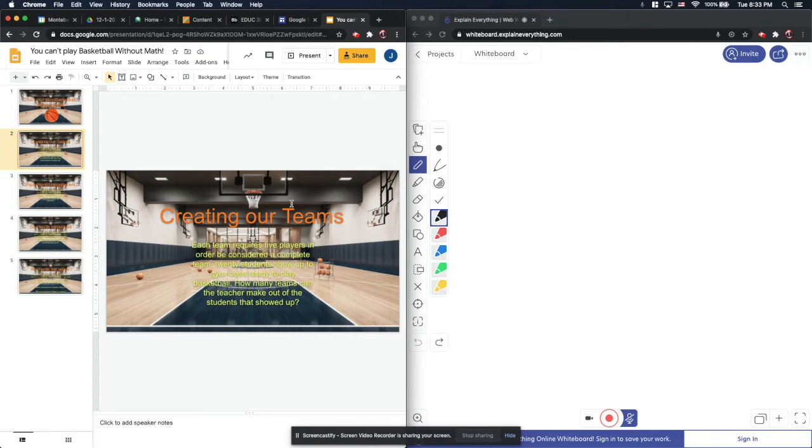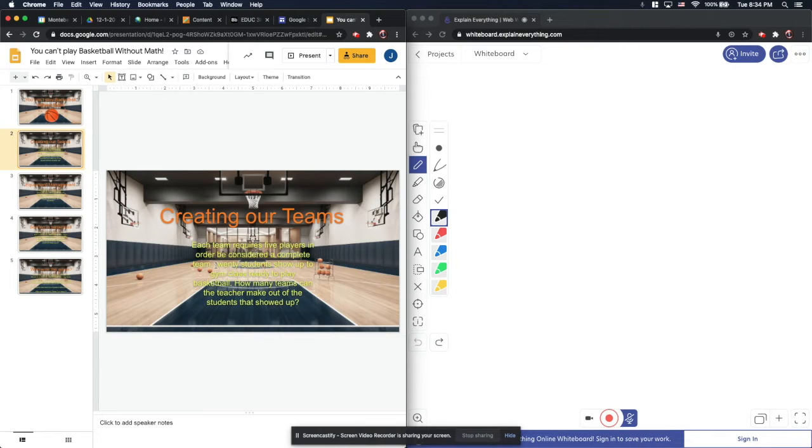So the question/prompt is: each team requires 5 players in order to be considered a complete team. 20 students show up to the gym class ready to play basketball. How many teams can the teacher make out of the students that showed up? So this one was a pretty simple problem. Didn't have anybody stumble on this one.